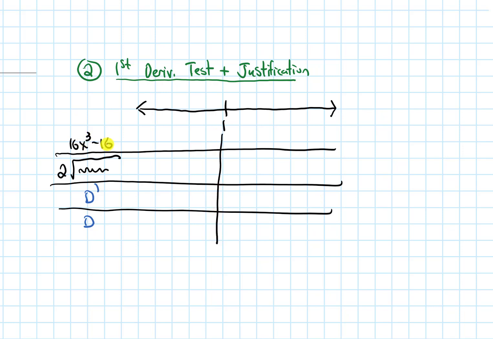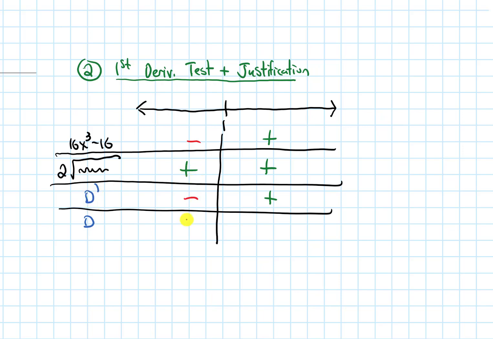Okay, with 16x cubed minus 16, if I plug in something bigger than 1, it's positive. And it's negative if I plug in something smaller than 1. We've already seen that the square root of this stuff represented the distance. And that distance was positive, looking at my picture. So this square root term is going to be positive everywhere. Okay, so this makes d prime a positive, and a negative divided by a positive is negative.